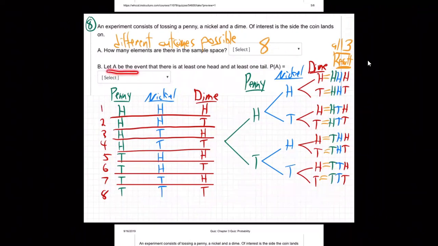Now, let A be the event that there is at least one head and at least one tail. Okay, so let's go circle all the ones that have at least one head and at least one tail.